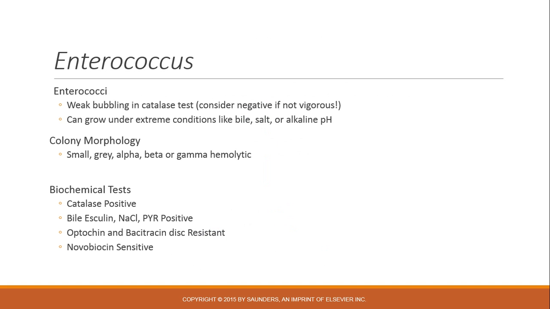So Enterococcus has this very weak bubbling with the catalase, so you want to make sure that you interpret that as negative and not positive. It's not vigorous, so it's negative. It can grow in harsh conditions like bile and salt and alkaline pHs. The colony morphology is small, gray. It can be alpha, beta, gamma hemolytic.